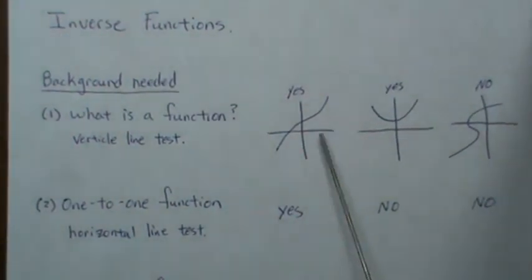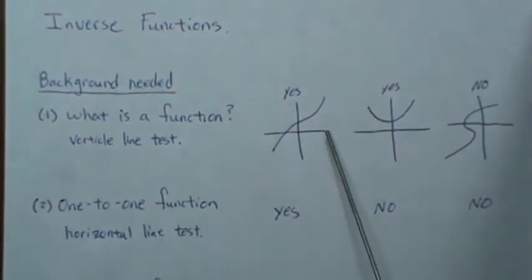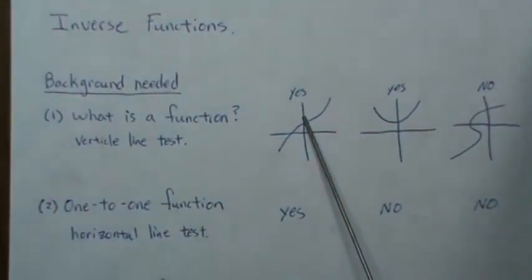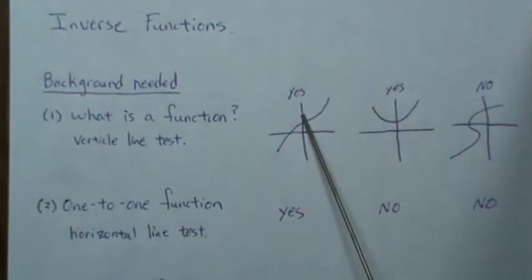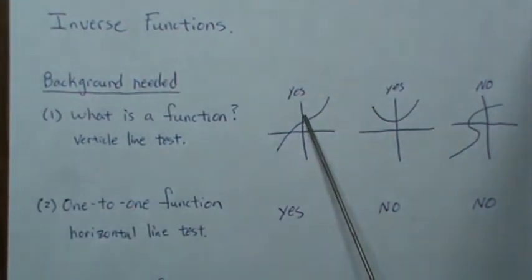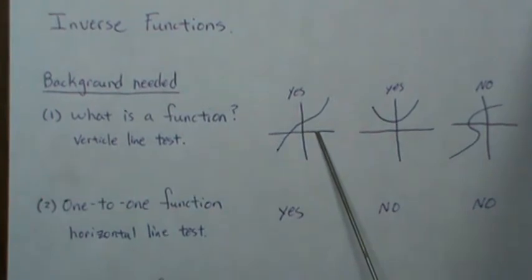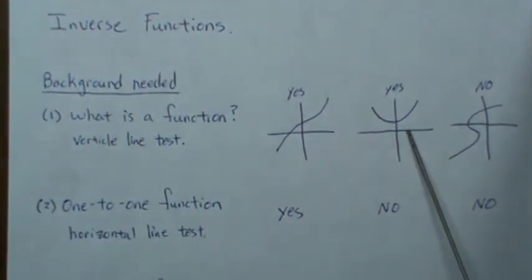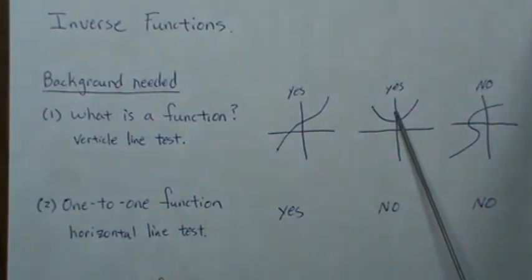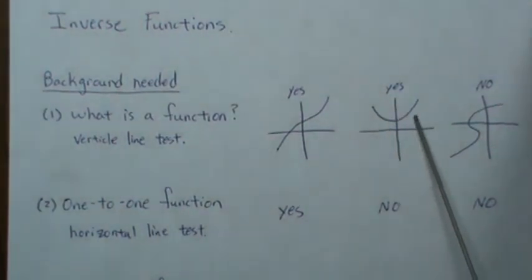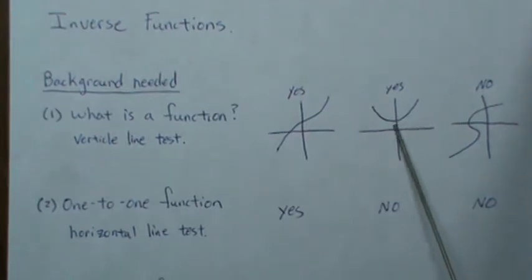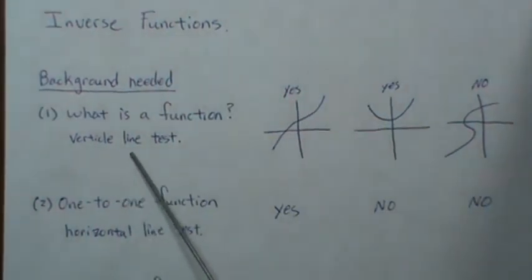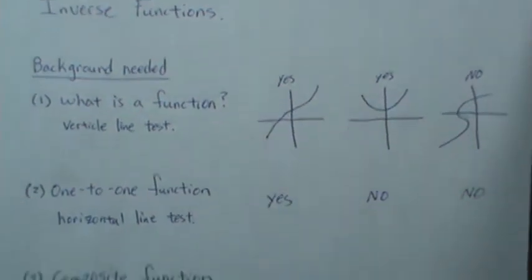And really what that means, one-to-one, means one value of x, you get one value of y. And you can go backwards. If you pick a y, you get one x. That's one-to-one. So in this example, if you pick a y value, you get two x's. So this is not a one-to-one function. And so one-to-one functions have to pass the vertical test and the horizontal test.